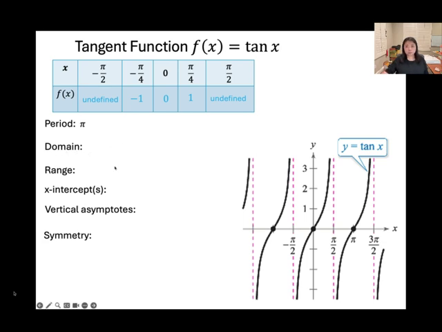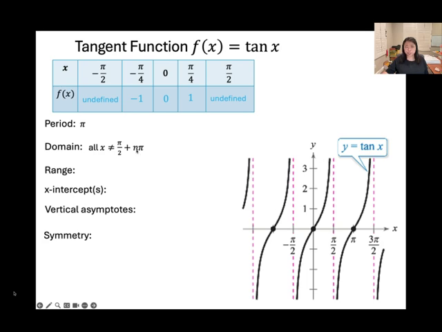Domain is talking about the possible values of x. You can see x will keep going this way. So we're going to say all x, but x cannot be equal to pi over 2 plus n pi, where n is an integer. For example, when n equals 0, x cannot be equal to pi over 2 because this is going to be the vertical asymptote.